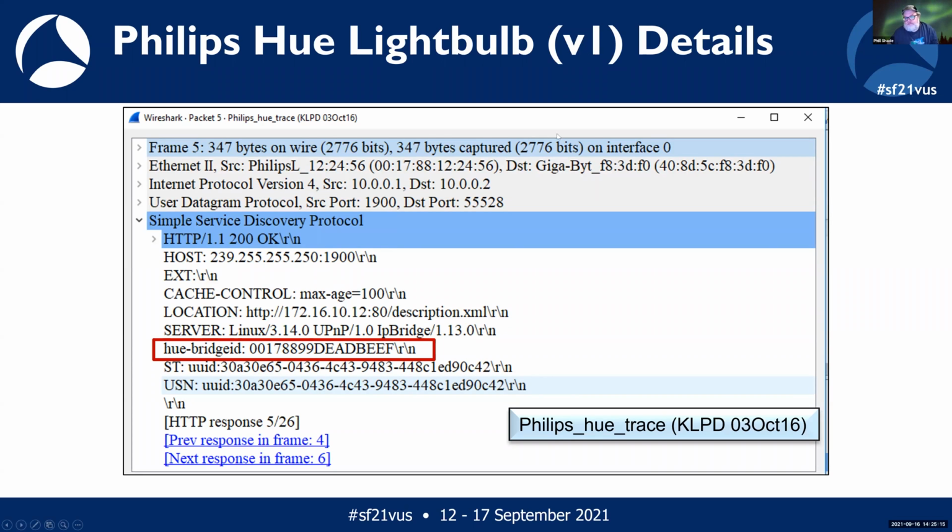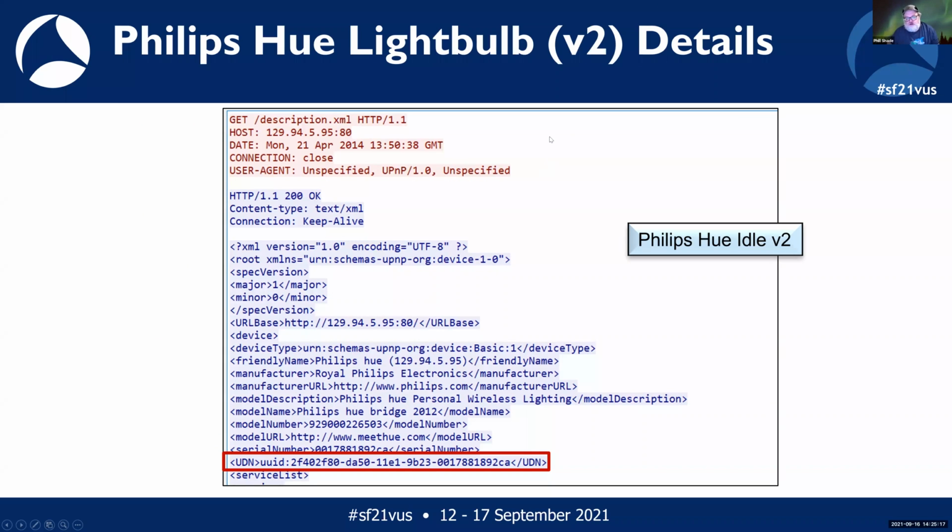Now, this is labeled version 1. There is now a version 2 where they say the data is encrypted. But take a look at this capture. I went back to my friend's house about a year or two later, and we collected the data.